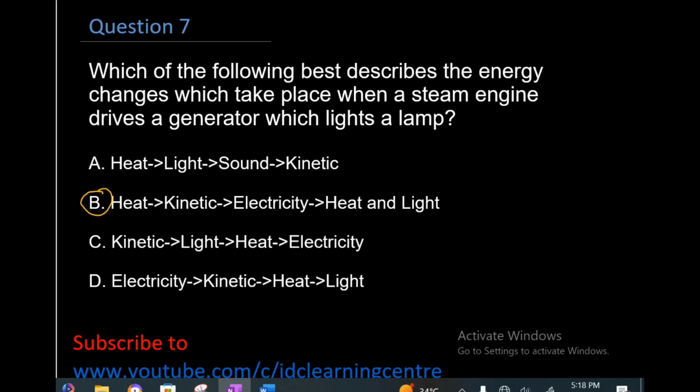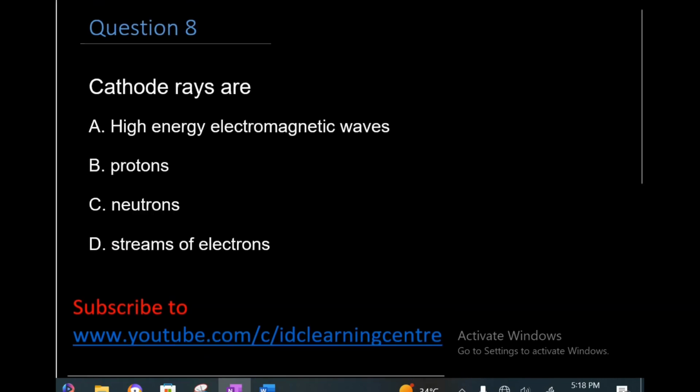The next question, question 8. Cathode rays are dash. A. High energy electromagnetic waves. B. Protons. C. Neutrons. D. Streams of electrons. Okay, the correct answer for this question is D.